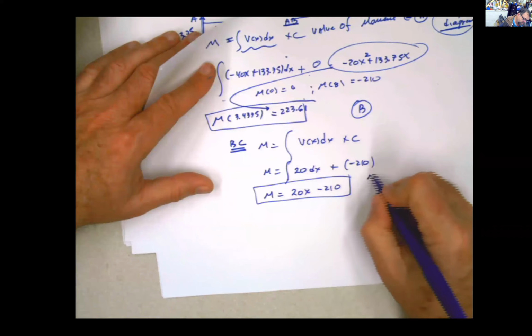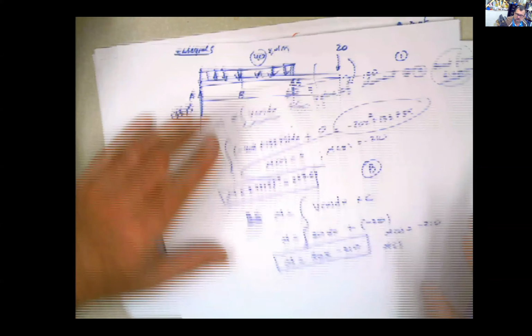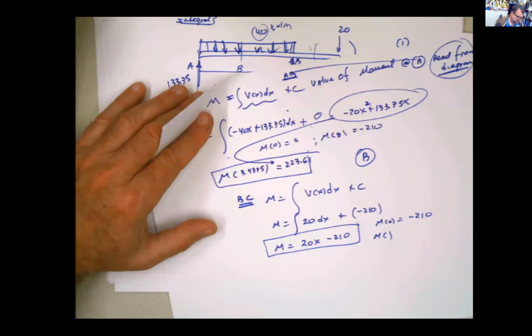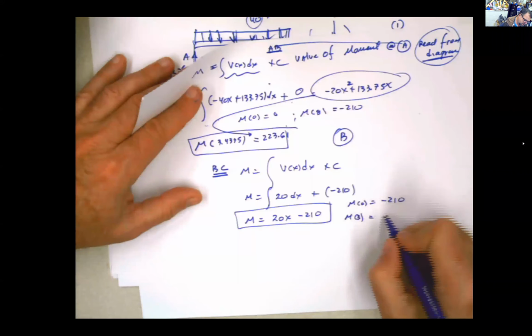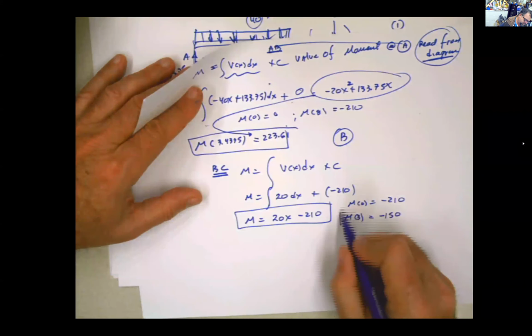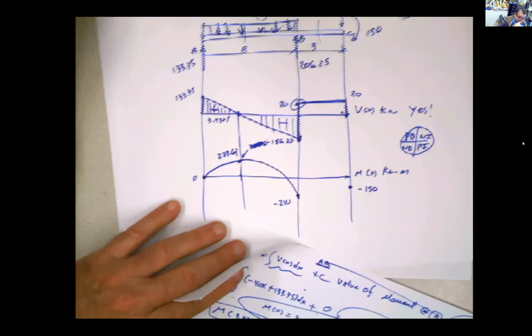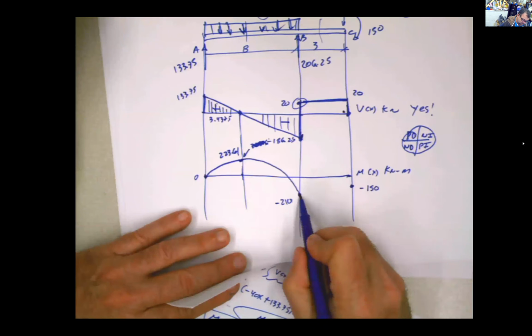And you say moment at 0 is going to be negative 210. You say moment at the end, which is 3, moment at 3, is equal to negative 150. You get these two values and you plot these two values here, negative 150, and then you realize that this is a straight line, so this is going to be a straight line.